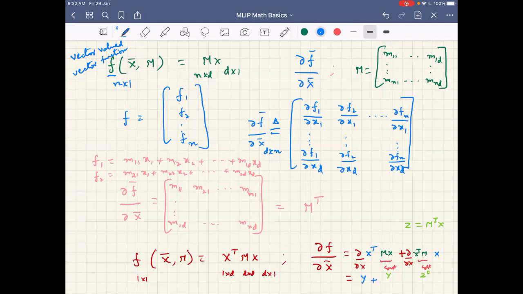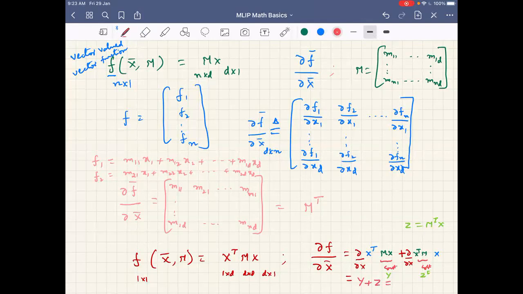What is the answer for dou by dou X of Z transpose X? I think it's again Y. Oh, Z transpose X. Dou by dou X of Z transpose X. It is Z. Okay. Dou by dou Z of Z transpose X. Answer is Z. So what is the answer? Okay, it is Y plus Z, which is equal to what?